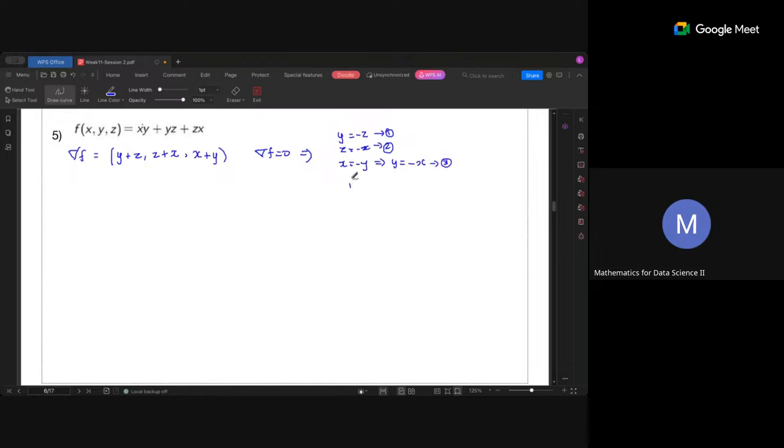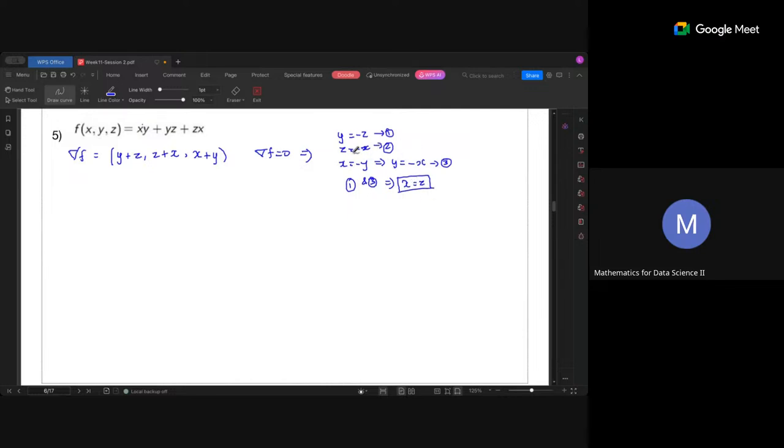So from 1 and 3, what do you get? You get x is equal to z, correct? y is equal to x, right? And equation 2 gives z equal to minus x. You get all sorts of combinations, but you can just randomly choose any two. If I'm picking 1 and 3, both the left hand sides are y, so the right hand sides are equal, so x is equal to z. If you are picking 1 and 2, then z is equal to minus y and z is equal to minus x, so x is equal to y. So anyway, you are going to get everything.